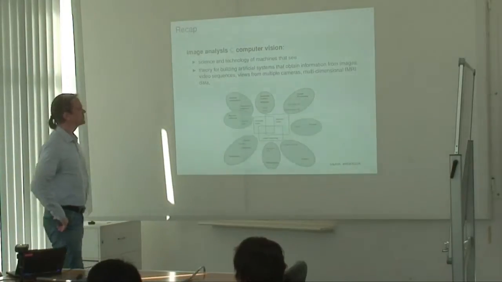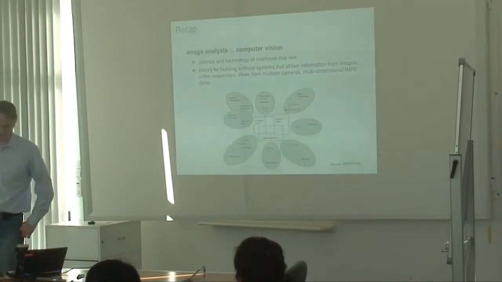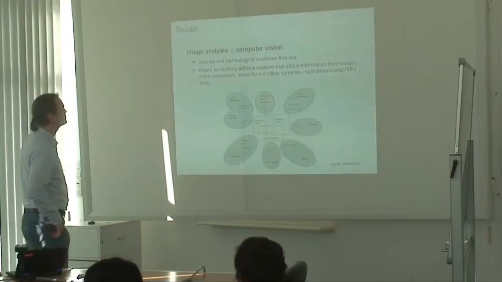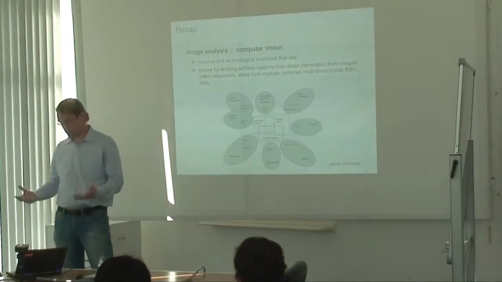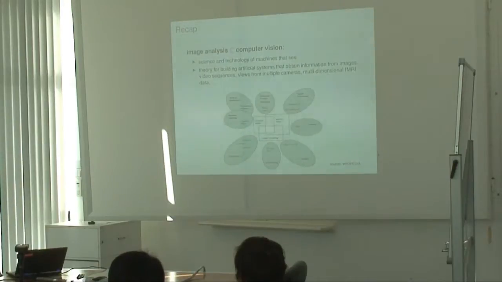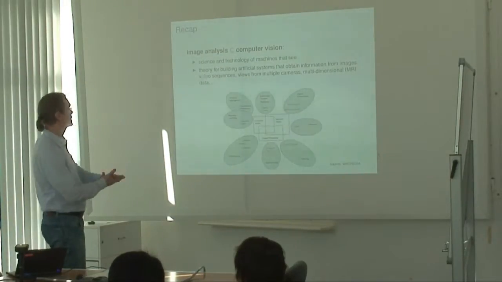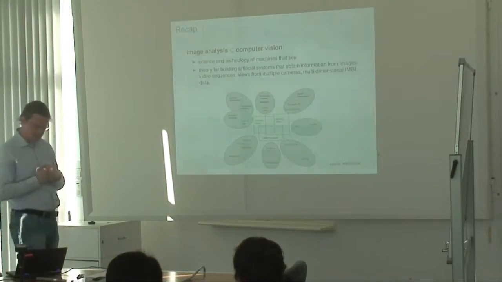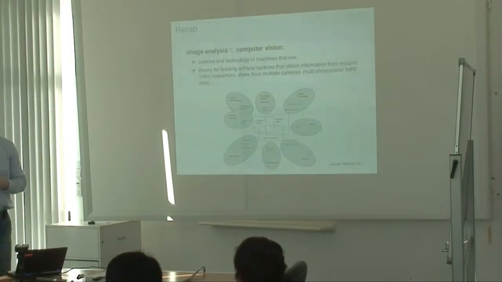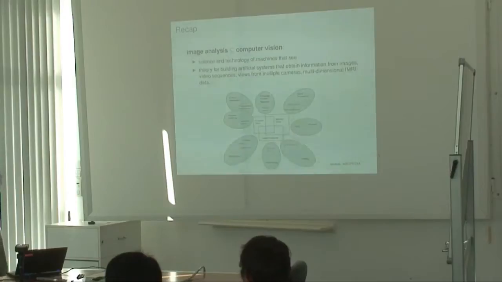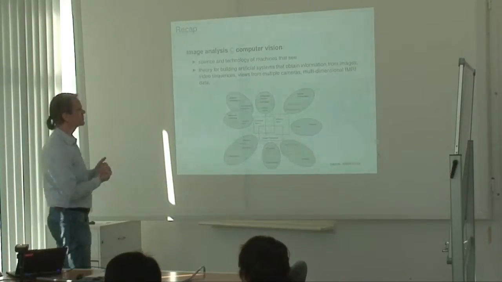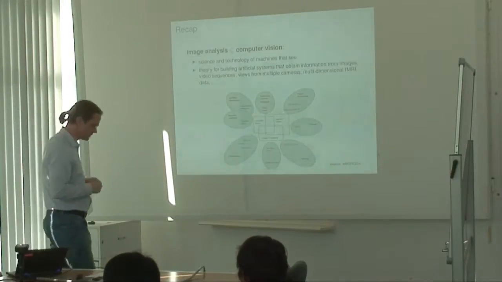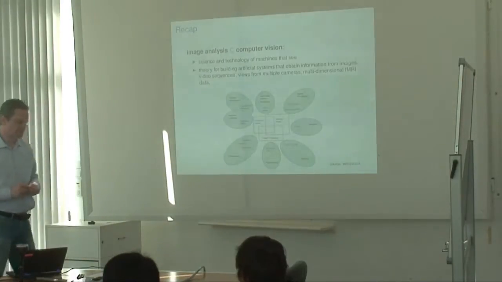And I already said that computer vision refers to the science and technology of machines that see. That is, computer vision is concerned with developing theories and techniques, practical approaches towards building artificial systems that are able to extract meaning out of images. And when I say image, that also refers to videos, because videos are just sequences of images. So, machines that are able to extract meaningful descriptions out of images and videos.